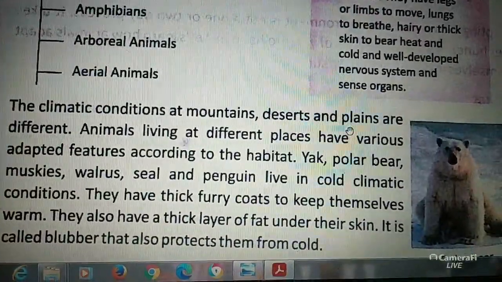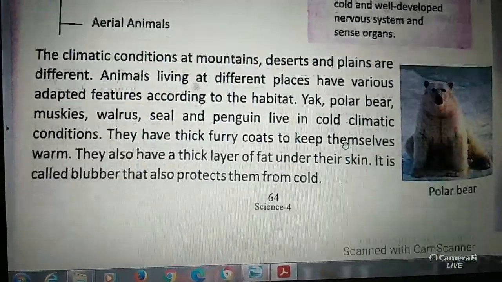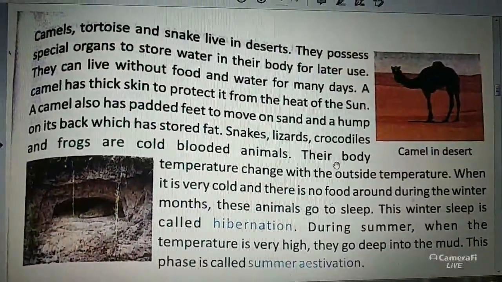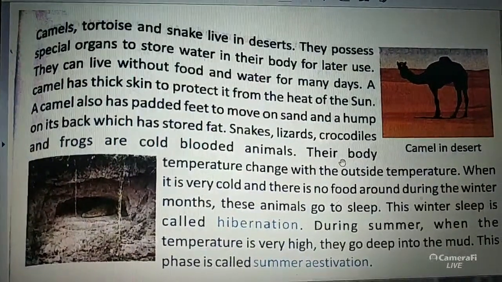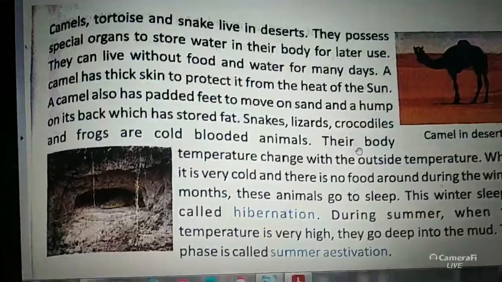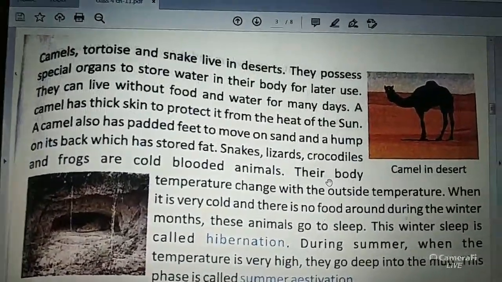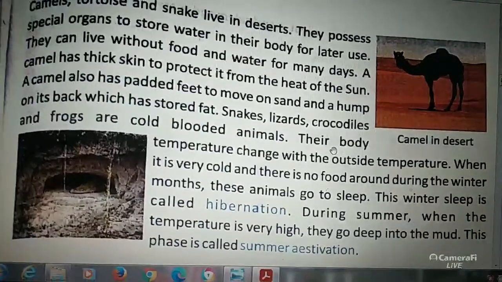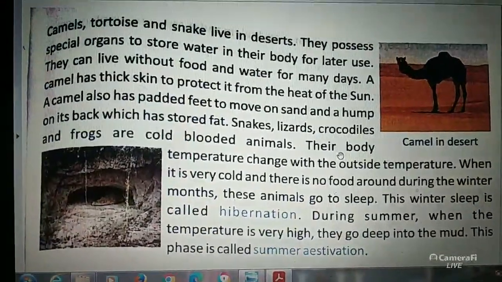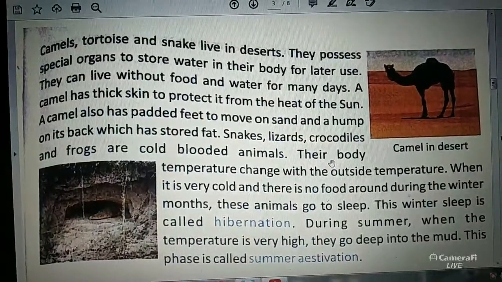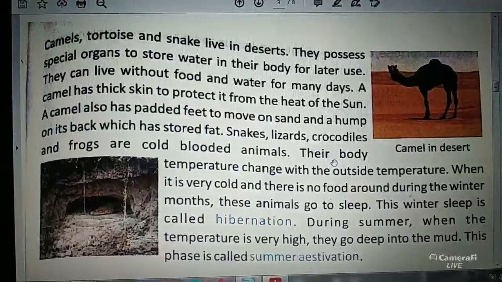I'm giving you time. Anyone tell me terrestrial? Very good, Devjit. You have written what you mean by terrestrial animal, but please let me know from your side, what do you mean by blubber? I'm giving you time.